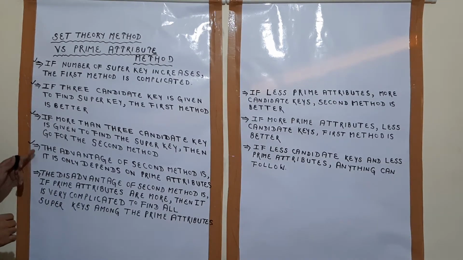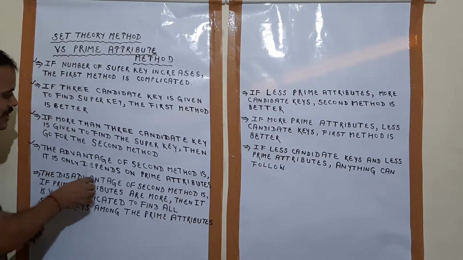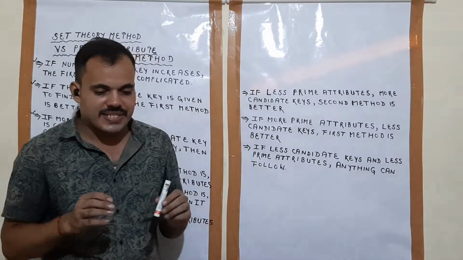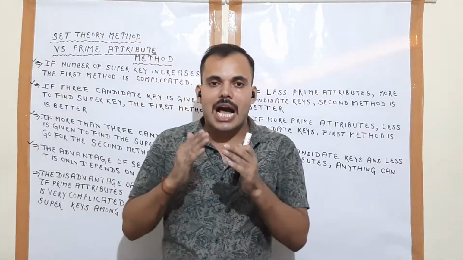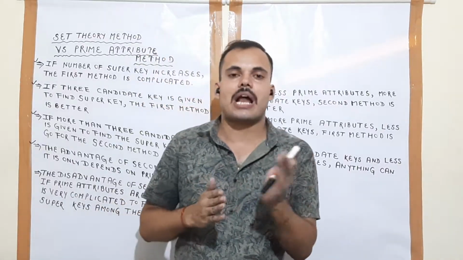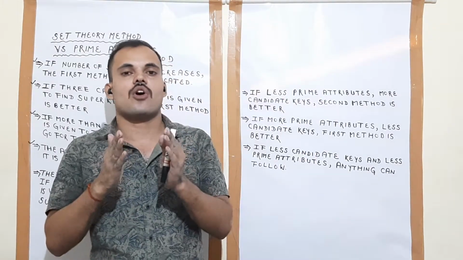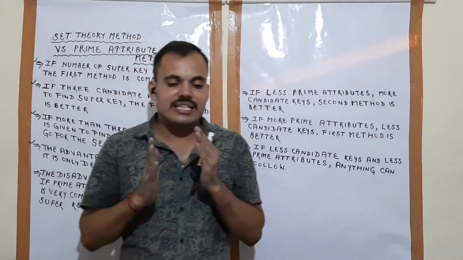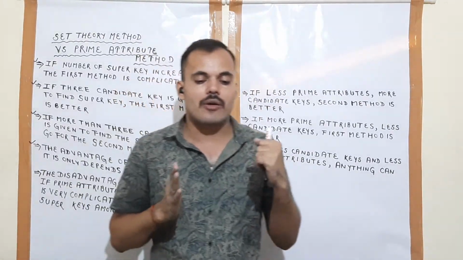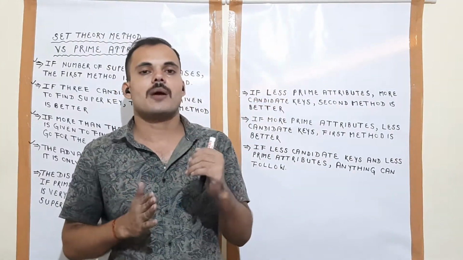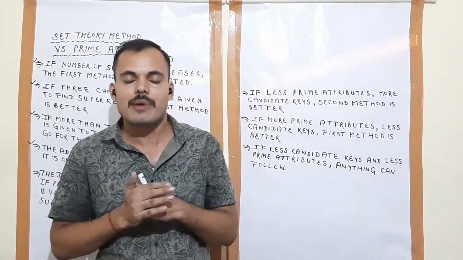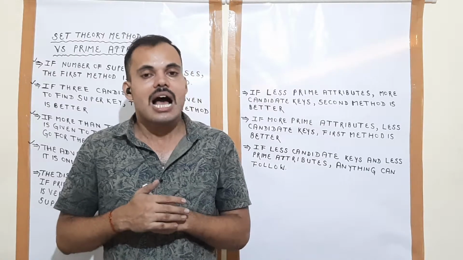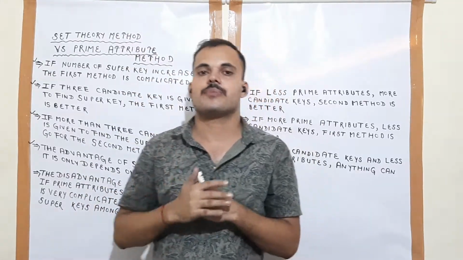Now see the fourth point. It says that the advantage of the second method, the prime attribute method, is that it depends only on prime attributes. As we studied earlier, the formula for the number of super keys in the relational schema R for the prime attribute method is the number of super keys among prime attributes of the relation R times 2 to the power of the number of non-prime attributes of the relation R.